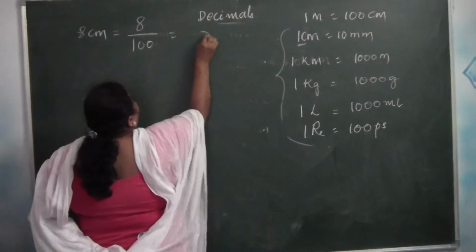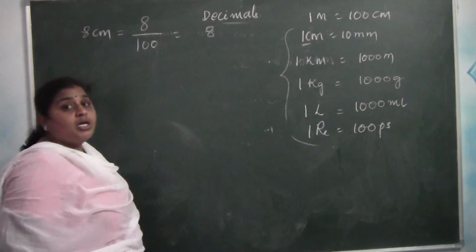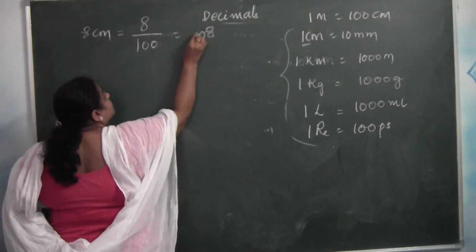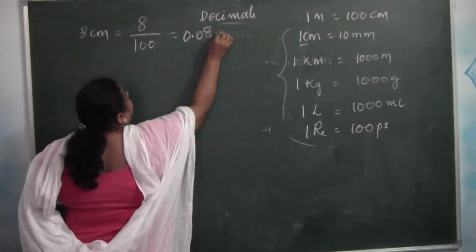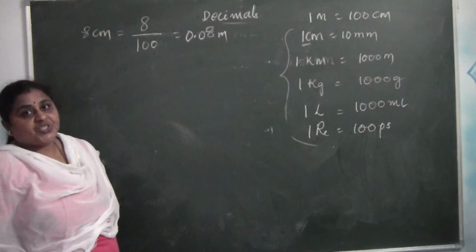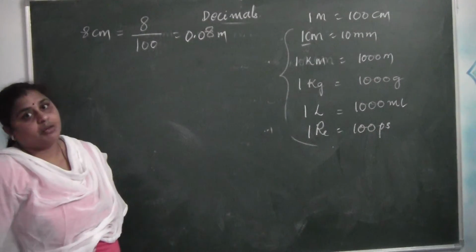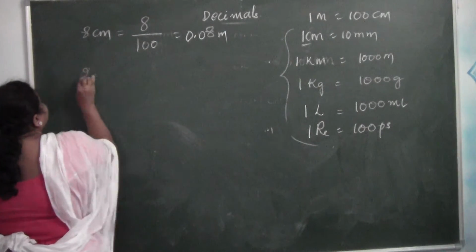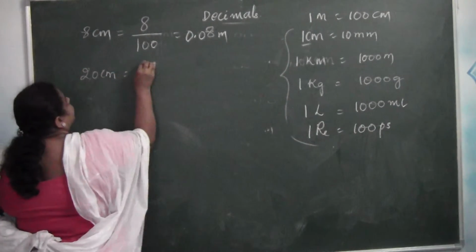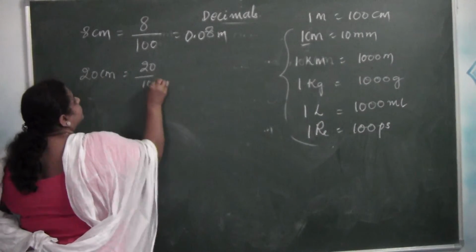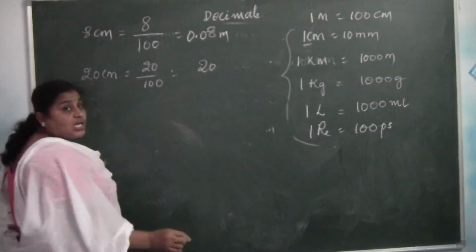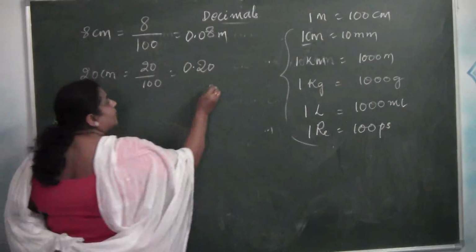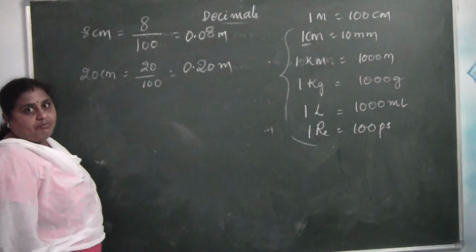So 8 by 100. That is 0.08 meters. Got it? Next, what do we have? 20 centimeters. Simple. So 20 by 100. So you are writing 20 as it is. Since two zeros, counting from the last, 0.20 meters.